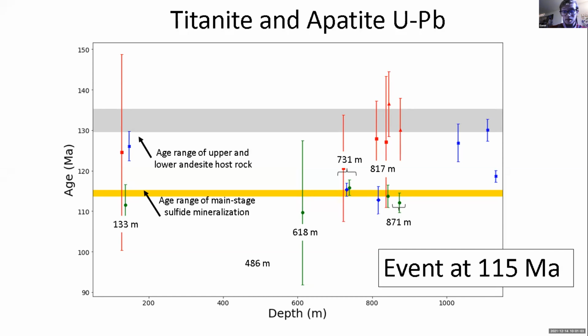And these rhenium osmium ages are represented by the yellow bar, and the gray bar in this figure shows the ages of the host rock andesites to give a bit of a constraint on our new dates. This age cluster very likely represents the timing of the IOCG mineralization.